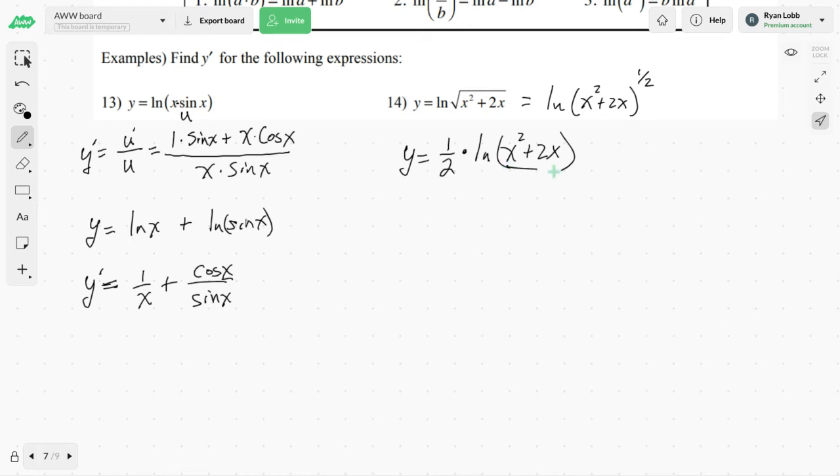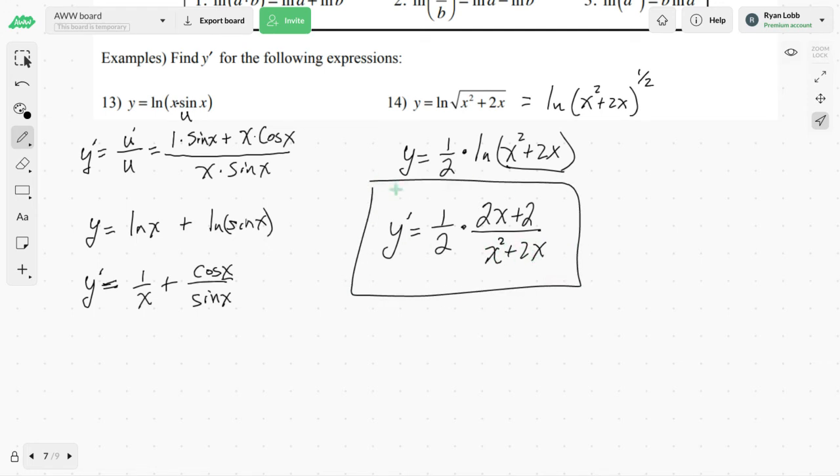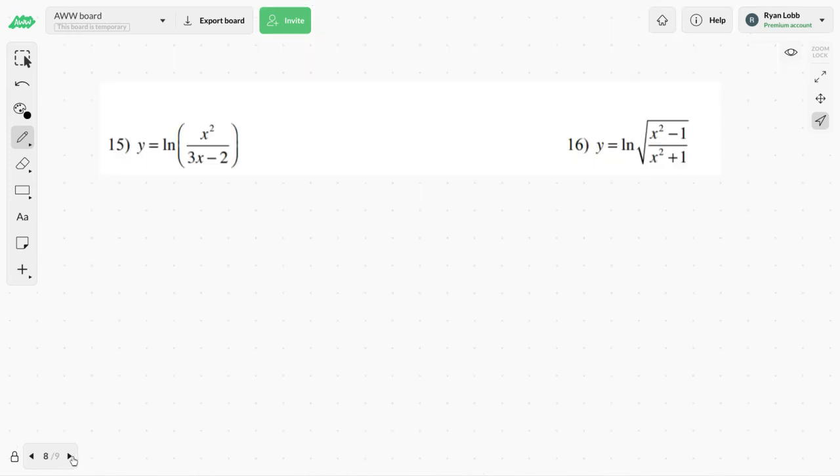What's the derivative ln of this stuff, right? Well, y prime is going to be 1/2 times the derivative of this stuff, which is 2x plus 2 over the stuff x squared plus 2x, and you're done. Okay, so that little rewriting step makes this much simpler to do. Okay, and depending how complicated this gets, it could even get easier by rewriting. Okay, so that's the idea there, using these properties to rewrite. Here we'll look at another one, two more.